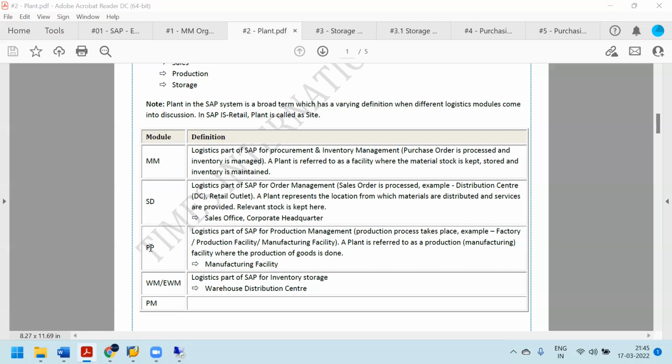From the PP point of view, the production planning module point of view, plant is a logistics part of SAP for production management, where the production process takes place.